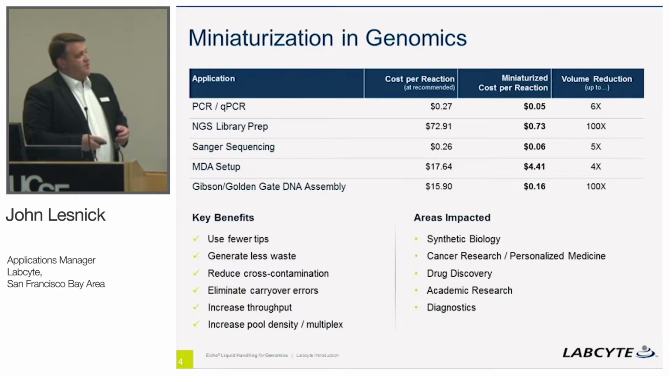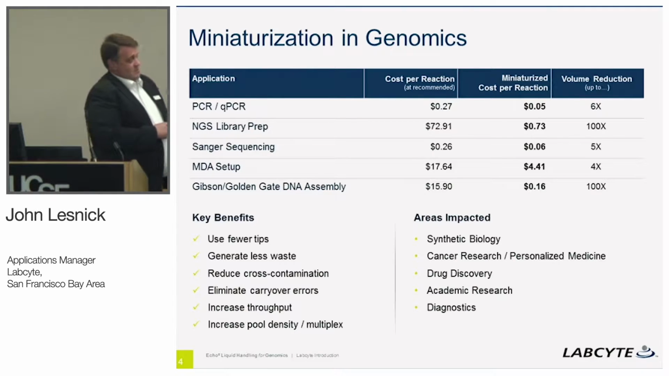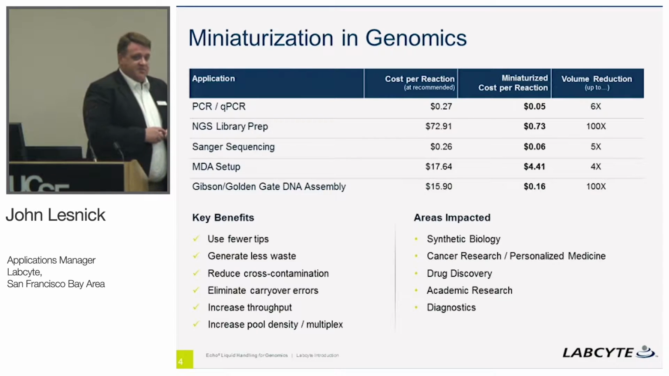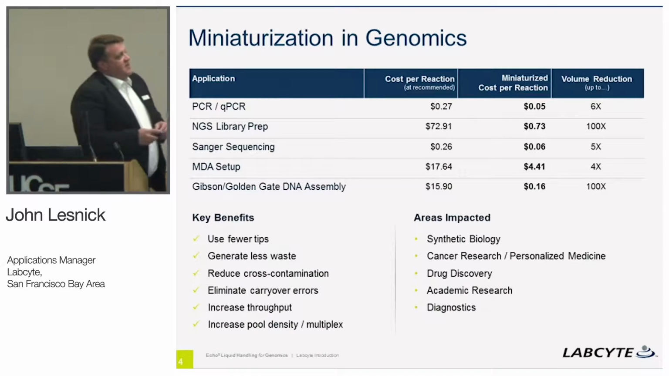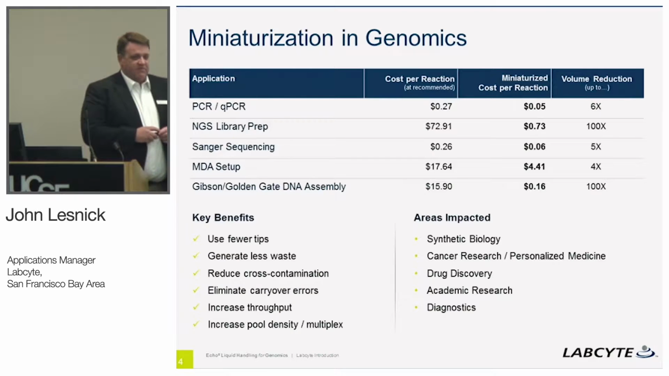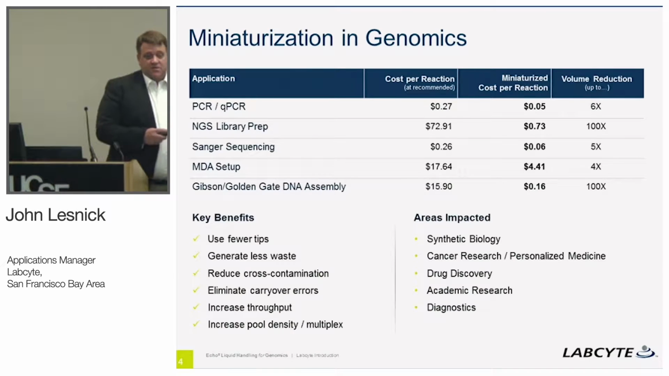What we've done here is show, in this column, and I won't go through too many of the details because it's been gone through, some of the applications we put in the table, including PCR, NGS library prep, Sanger sequencing, MDA setup, and some of the synthetic biology processes. We're looking at the cost per reaction off the shelf. When we reduce the volume, we get a new price, and you see a cost savings. This makes perfect sense: if you're reducing the volume, you're going to use less reagent, which translates into cost effectiveness and saves money.